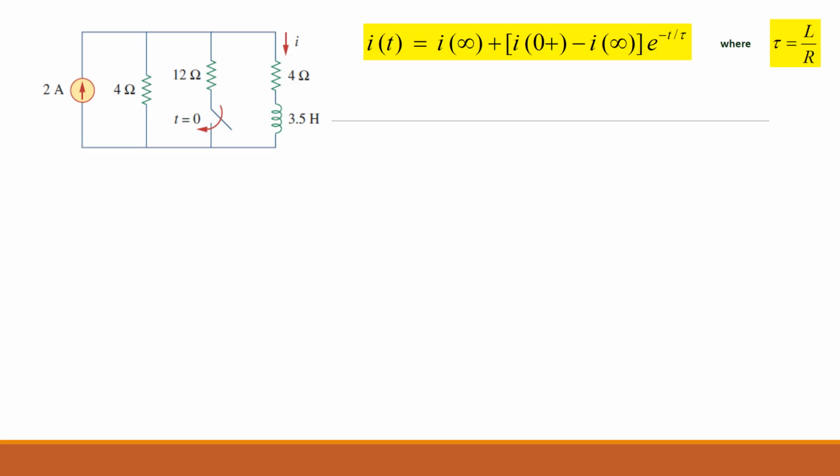So I want you to draw the circuit when the time is less than 0 and also when the time is more than 0. So when the time is less than 0, switch is what? Switch is open. Am I right? When the time is more than 0, switch is closed. So how should be the circuits?